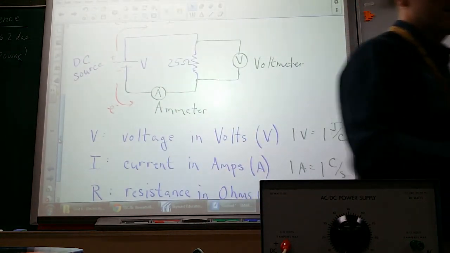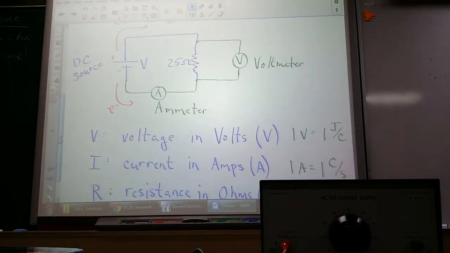Actually, maybe I'll pass these out so you can follow along. The COM port there means common. So one wire always goes into a common port. This will be our amp meter and our voltmeter, but you'll need 2 of them for lab. We'll just do one.